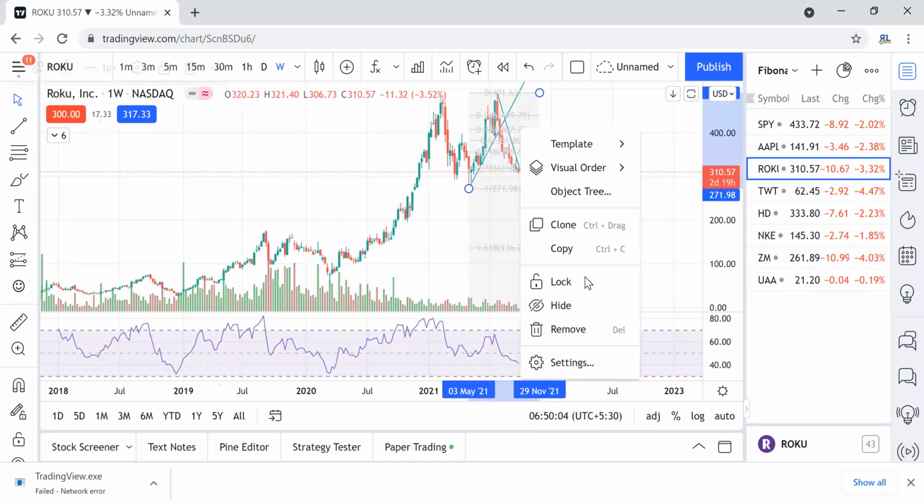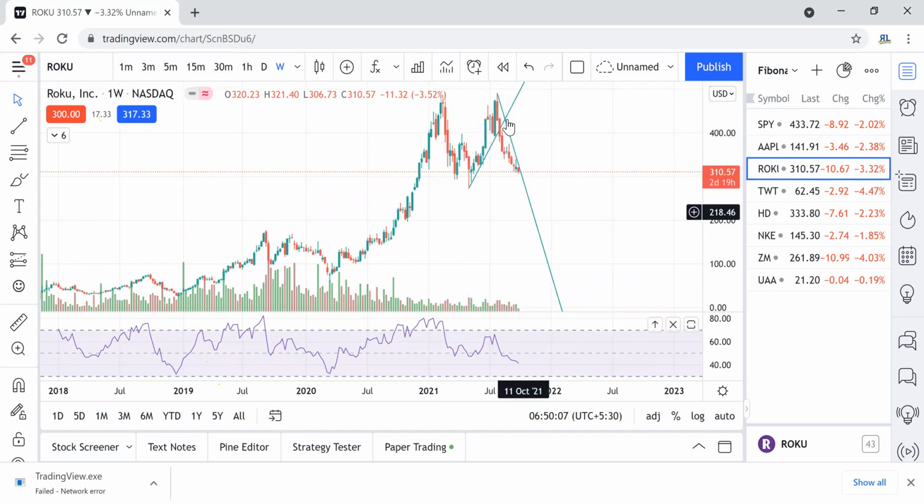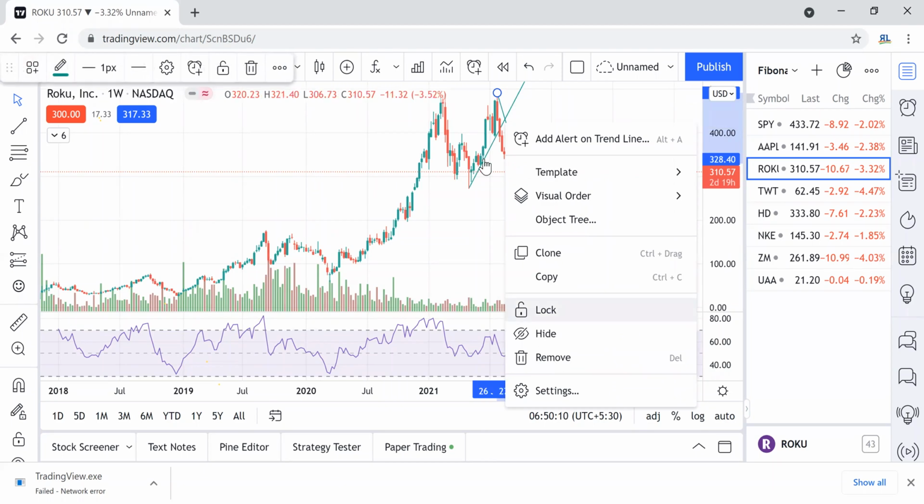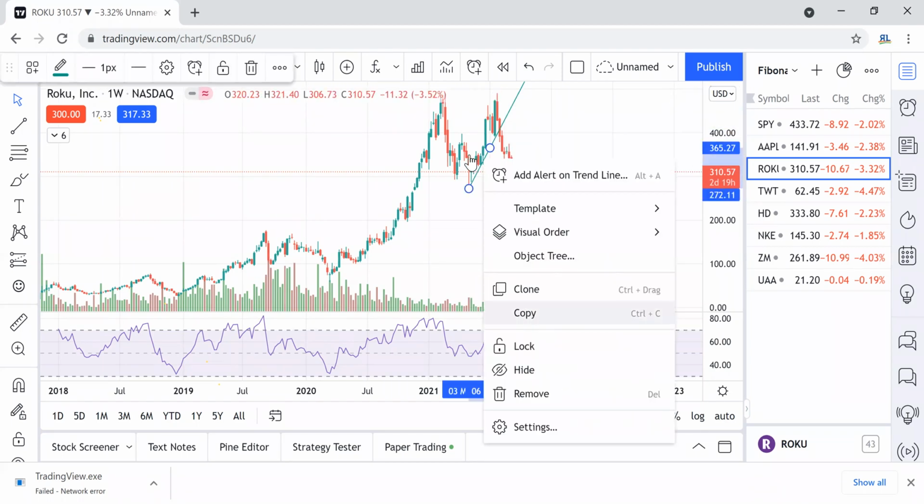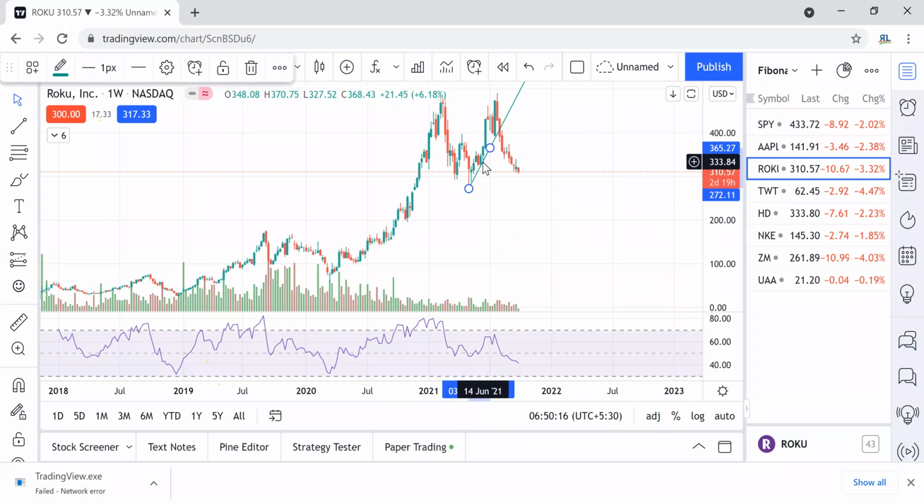Okay, Roku. If you guys have a specific ticker that you want to look at, I would love to do that as well. Let me remove these lines. Ooh, not copy, sorry guys.